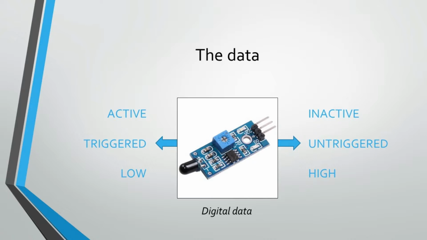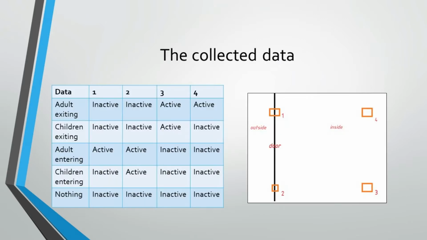About the data, because I use infrared sensors, which give digital data, I will have only two results: active or inactive, triggered or untriggered, low or high. One thing to be noticed is that the infrared sensors I use have low equal to active, not high equal to active like a normal sensor.